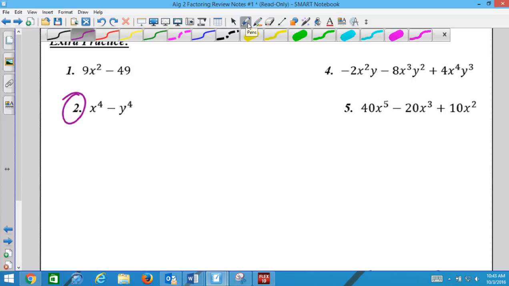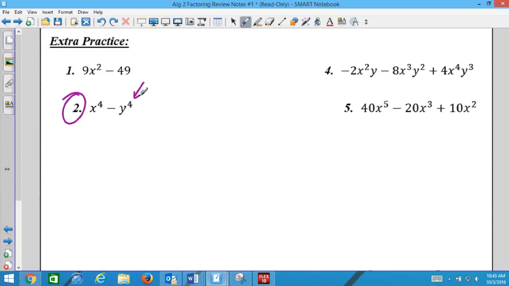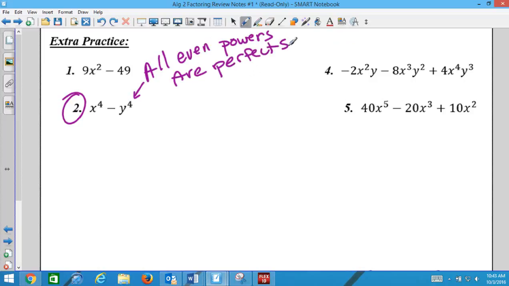So, is it difference of squares? Yeah, it is subtraction. So the question is, fourth power, is that a perfect square? All even powers are perfect squares. So x to the 4th is a perfect square. So we're going to square root that.